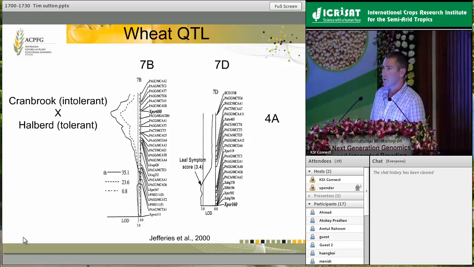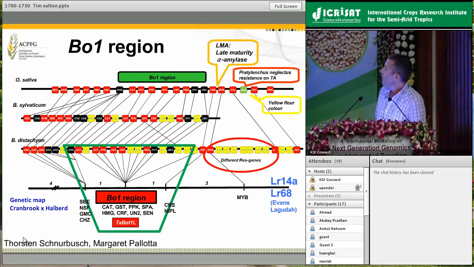This is controlling around 65% of the phenotypic variation for tolerance in this trait. So a major QTL, and that was the region that we targeted. Torsten Schnurbusch was working with us many years ago, and he started a lot of this work. Margie Plotter has been continuing that after he's left. So again, I'm not going to go into the details here, but I just wanted to show that we used a syntenic approach using rice and Brachypodium to try and saturate the region around Bo1 using fine mapping.